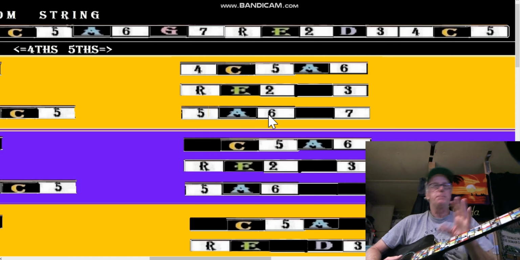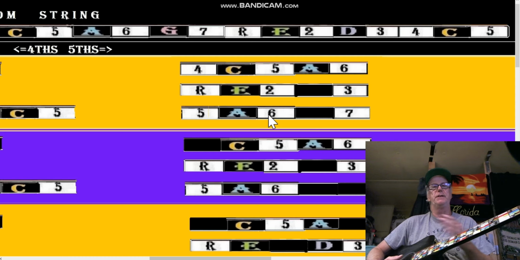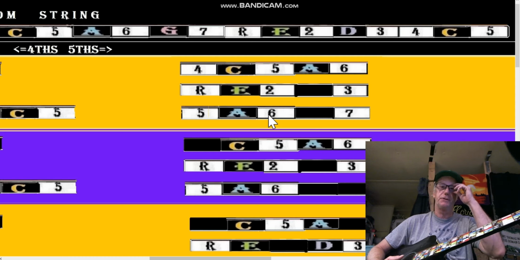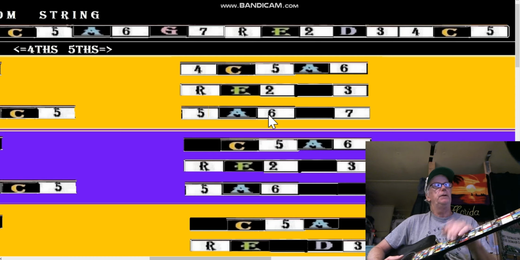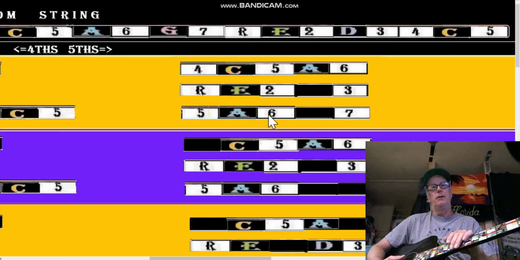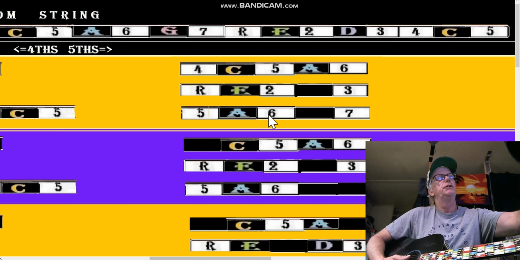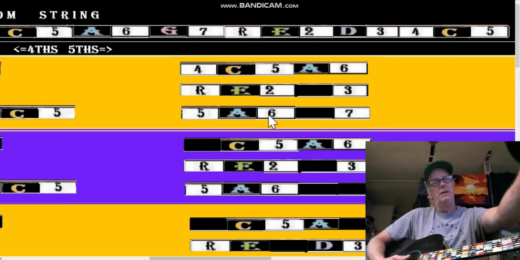So string shapes are their own entity, right? They work in with the cage system very well. As a matter of fact, they're derived from the cage system and the inversions of the original pentatonic scale. So A would be an inversion of the C pentatonic scale starting on the A.